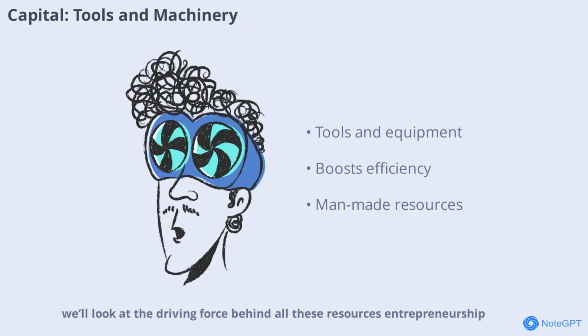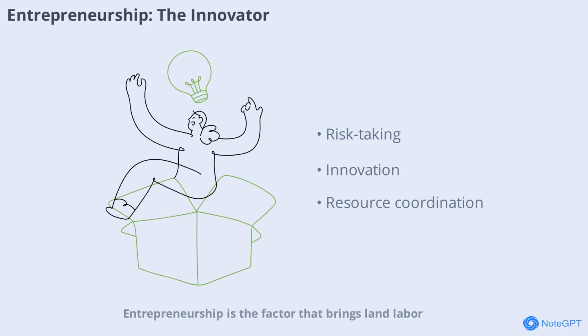Next, we'll look at the driving force behind all these resources: entrepreneurship. Entrepreneurship is the factor that brings land, labor, and capital together to create goods and services. Entrepreneurs are the risk takers and visionaries who organize resources, innovate, and drive economic progress. They identify opportunities, develop new products, and often take financial risks to turn ideas into reality. Without entrepreneurship, resources would remain idle, and economic growth would stagnate.